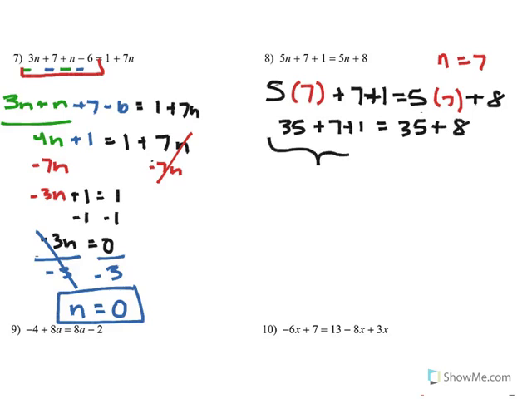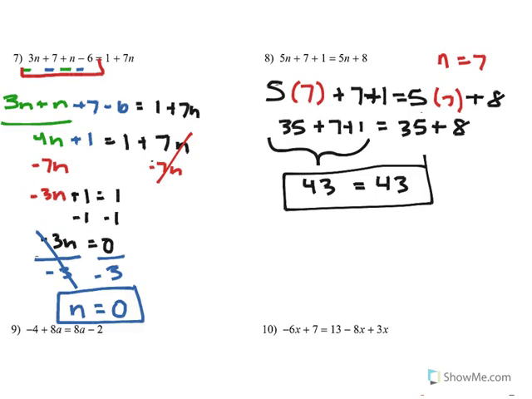Let's keep on simplifying here. 35 plus 7 is 42, plus 1 more is 43, and 35 plus 8 is also 43. So I just picked a random number, 7, plugged it in, and I got a true statement that 43 is equal to 43. So my answer does check.